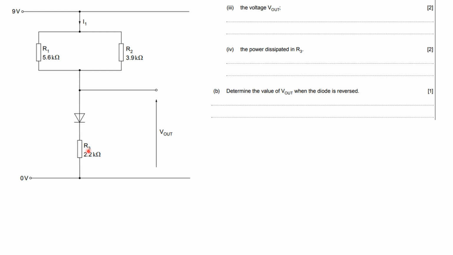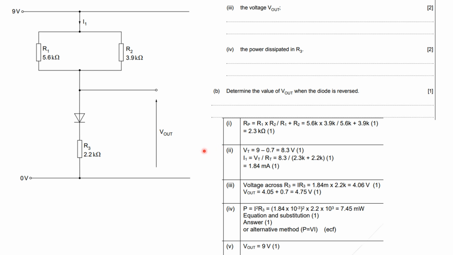Then determine the value of V out when the diode is reversed. Well, if the diode is reversed, no current is flowing, so you can look at all of this bit as an infinitely high resistance. If you've got an infinitely high resistor and a lower value resistor, majority, if not all the voltage will be across there. It would read 9 volts.